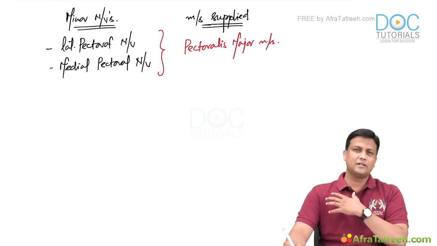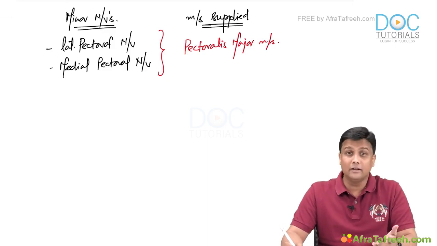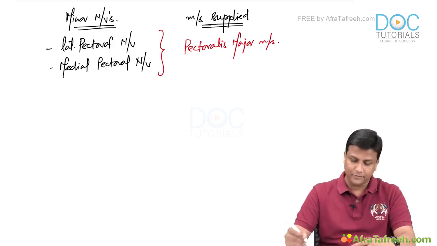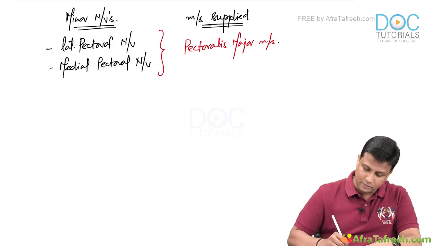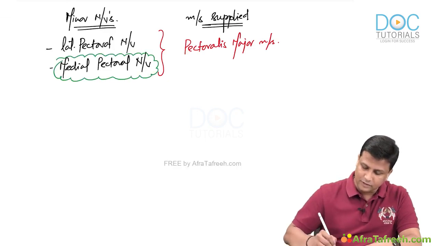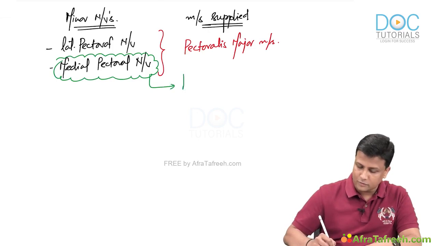So if pectoralis major is supplied by both the nerves, then what about the minor? Pectoralis minor is supplied by what? Yes. Out of these two nerves, remember only the medial pectoral nerve. Only the medial pectoral nerve is the one which will be supplying to pectoralis minor muscle.